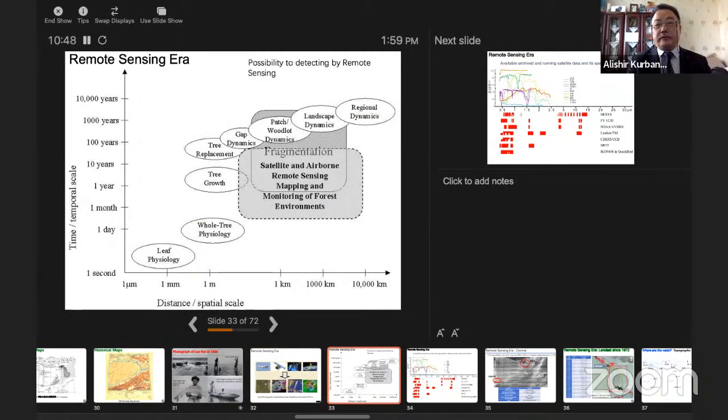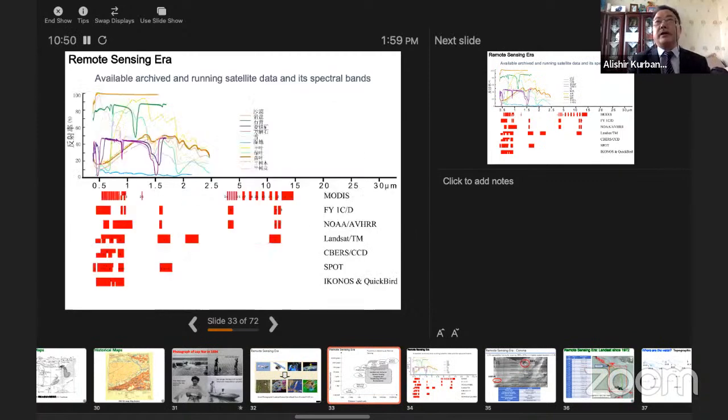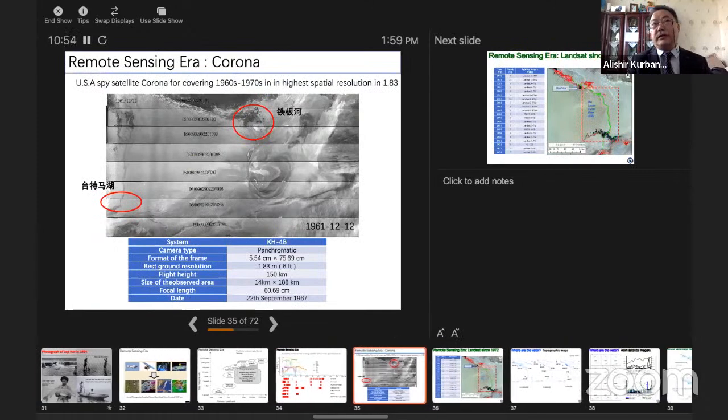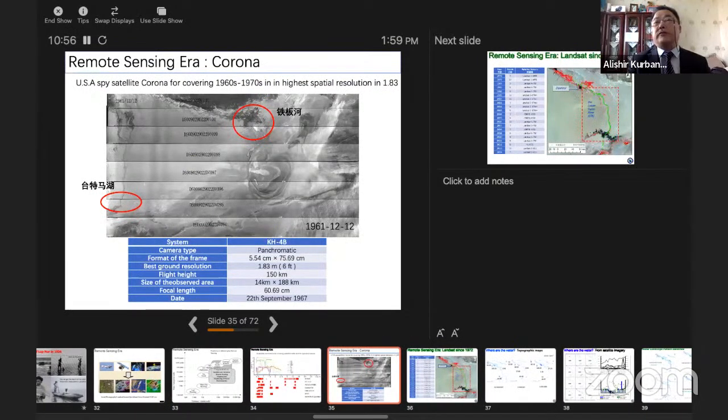And then we entered the remote sensing era, and we have an archive with many types of remote sensing data, including the Corona data for the 1960s and 70s. And we can see this area very clearly defined here. And also we can see some small lakes in the desert at that time.